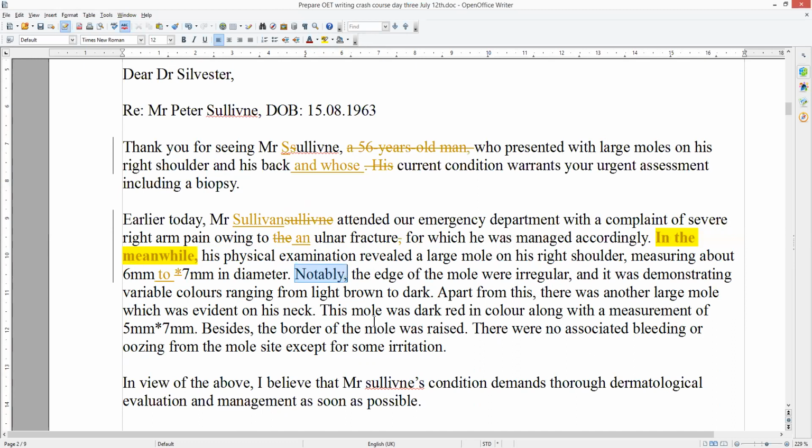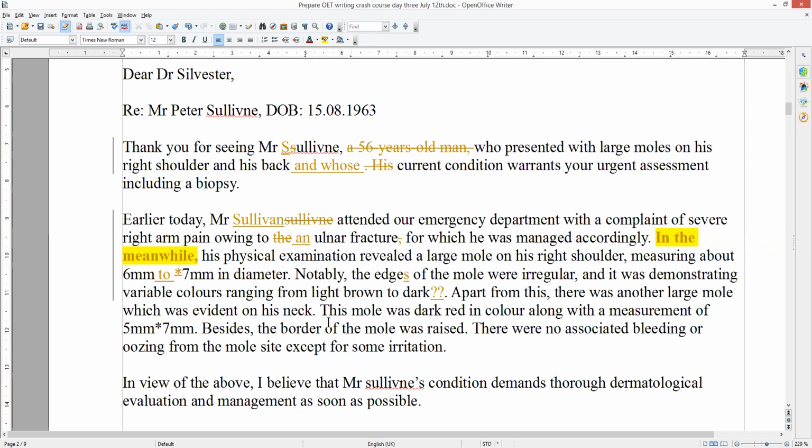Why should we note this? Simply say the edge, measuring about 6 to 7 millimeters in diameter. The edge of the mole were... edges, subject verb, and it was demonstrating. Can a mole demonstrate? Variable colors, varying, which is not the same as variable, ranging from light brown to dark what? Dark brown, dark red, dark green.